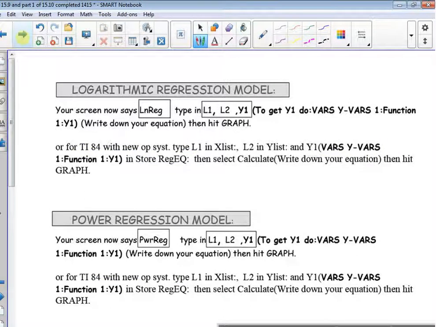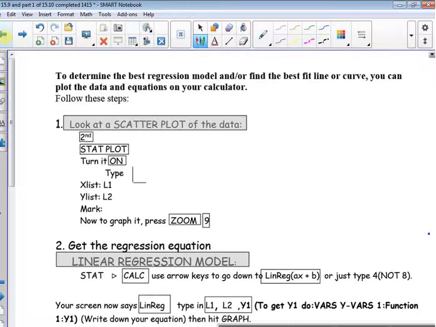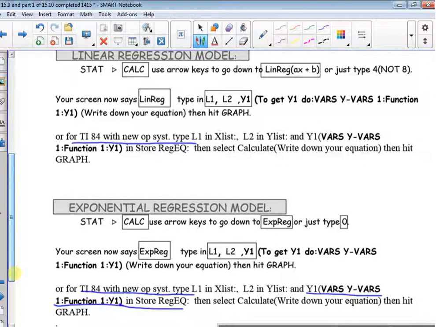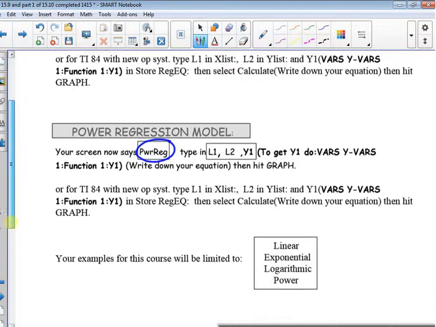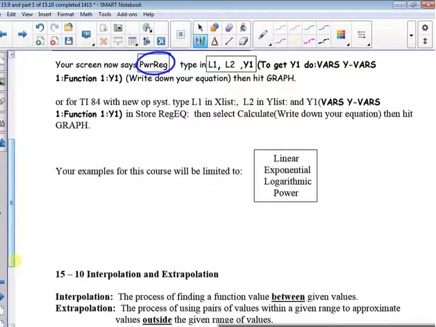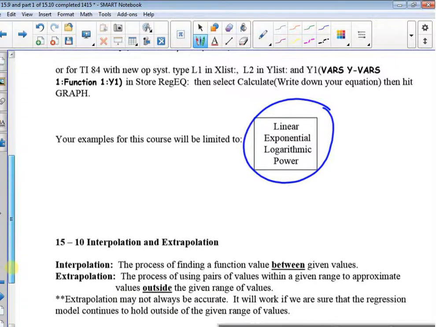So back to exponential for a second. We are going to be looking for EXP-reg and stat calc. For logarithmic, we are looking for LN-reg. And for power, we're looking for PWR-reg. Okay, and linear, it's lin-reg choice 4. So the examples for this course are, again, linear, exponential, logarithmic, and power.